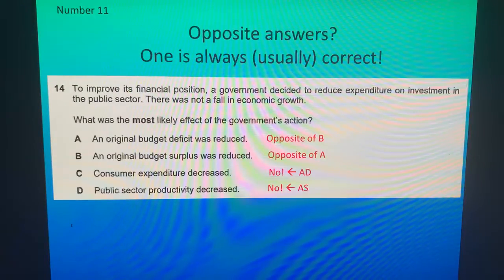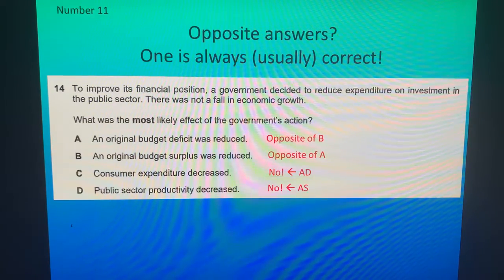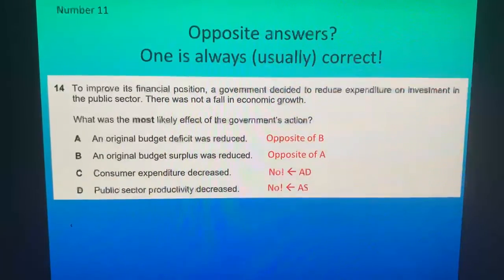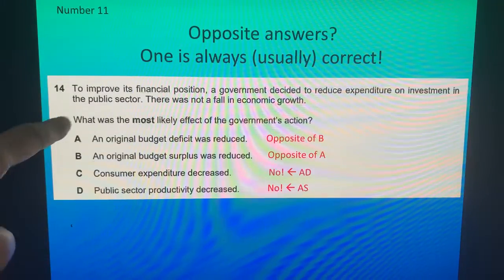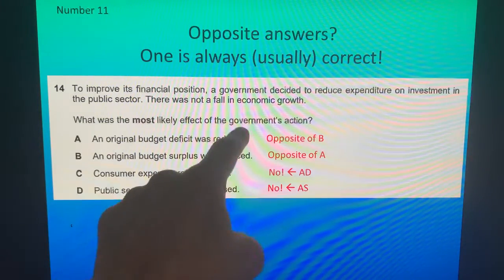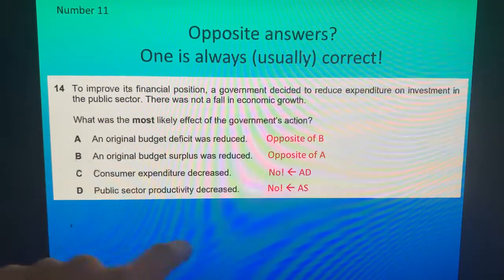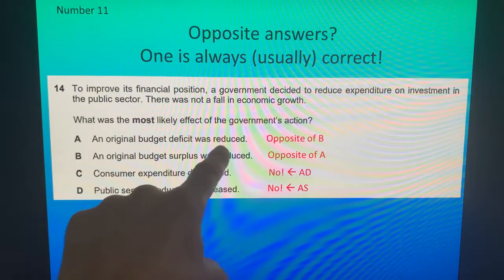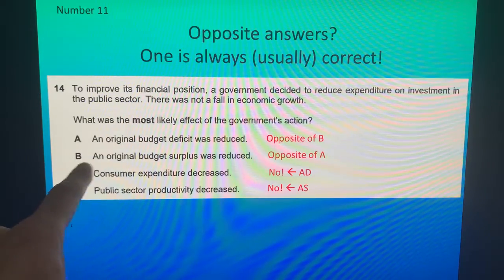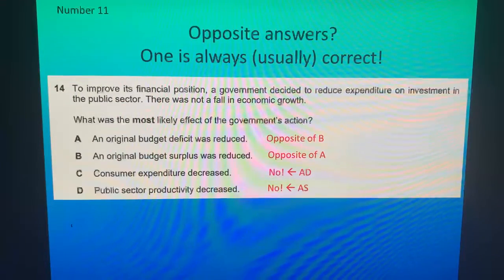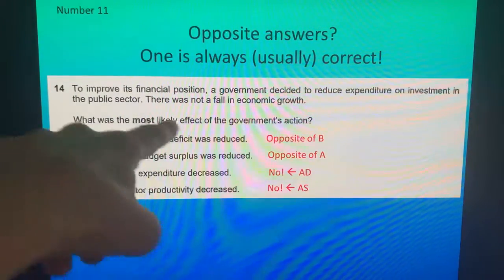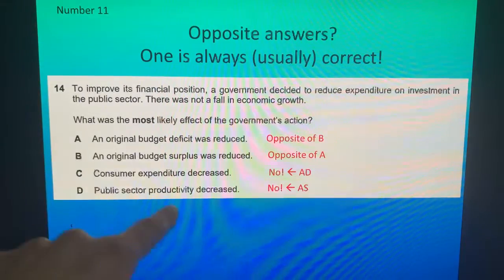Opposite answers, look for these opposite answers. One is always correct, usually. So here, this is a little bit difficult question. This is an AS level question. These are all AS questions. To improve its financial position, a government decided to blah, blah, blah. Well, an original budget deficit was reduced and an original budget surplus was reduced. Those are opposite answers. If one is true, the other one cannot be true.